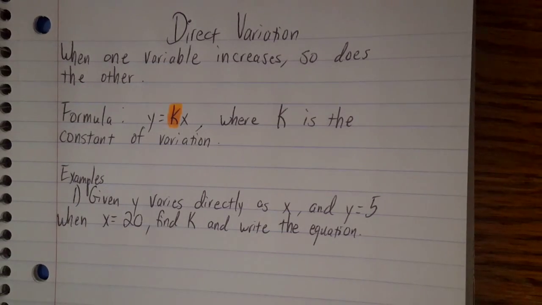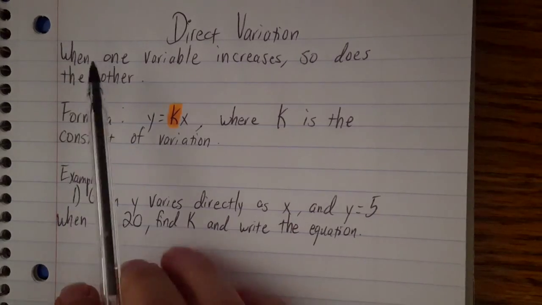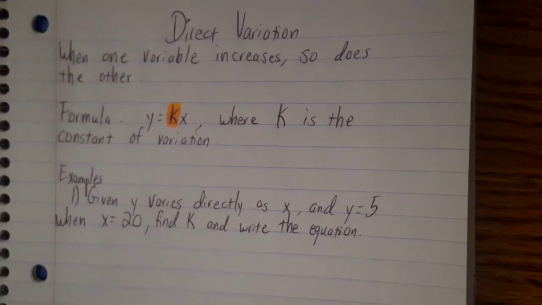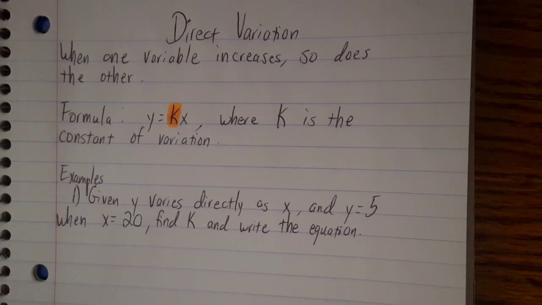Put very simply, direct variation is something you'll encounter in algebra and can also be represented geometrically. Direct variation is just when one variable increases, so does the other, just as I've written there, as you can see. And that's basically the easy way to describe what's happening with direct variation.